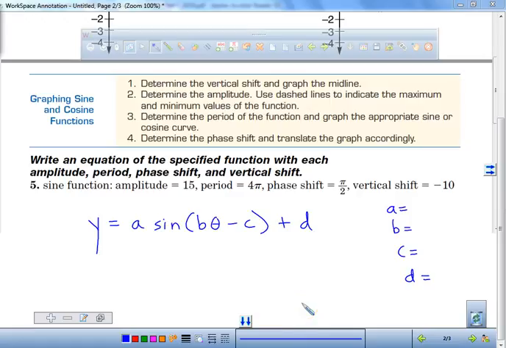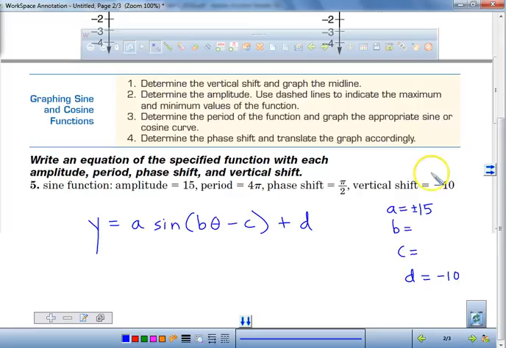Step one, label the two easiest things to identify. What are the two easiest things to identify? Amplitude and the vertical shift. What is our amplitude, Austin? Plus or minus 15. So I'm just going to put A is going to be either a plus or a minus 15. What is our vertical shift? Negative 10. So we know that for sure. Those are the first two that are very easy to identify.